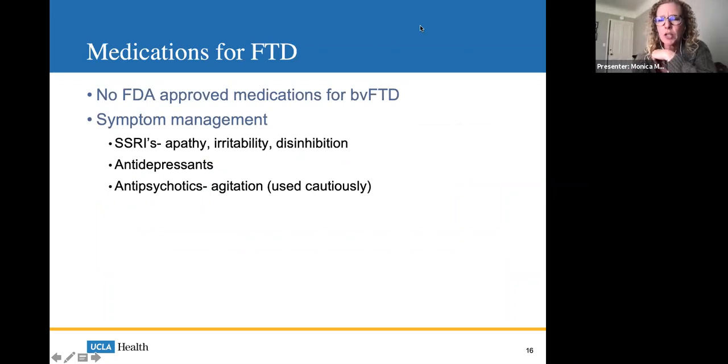Currently, there are no FDA-approved medications specifically for FTD, but what they have is symptom management. They often use SSRIs to help with apathy, irritability, or disinhibition, antidepressants, and also some antipsychotics if somebody gets very agitated. But they always say to use these cautiously because of the effects that the antipsychotics can have on the brain.